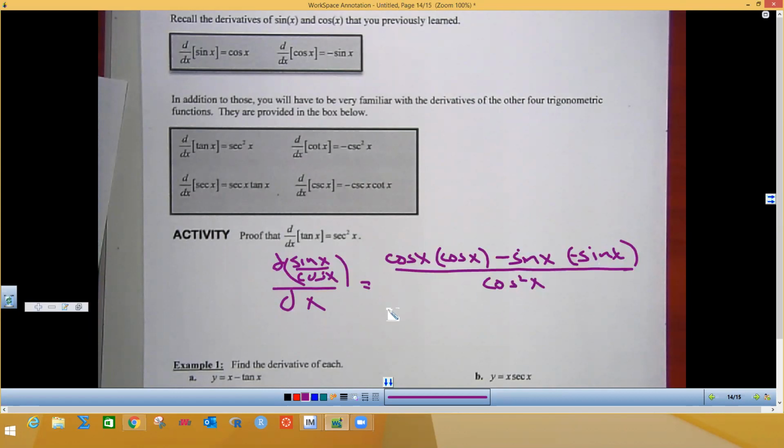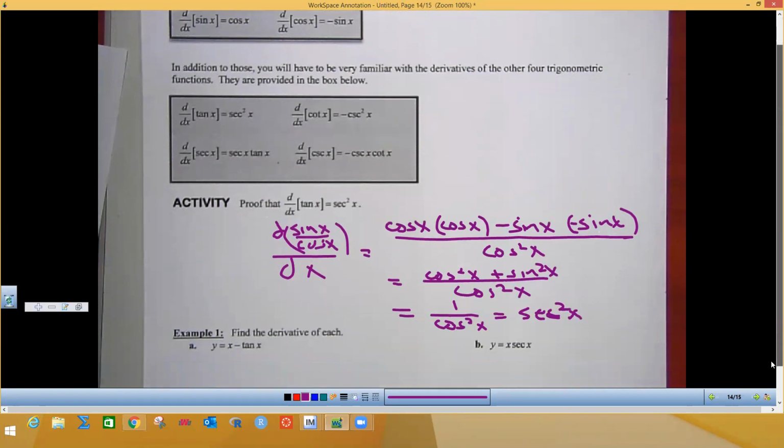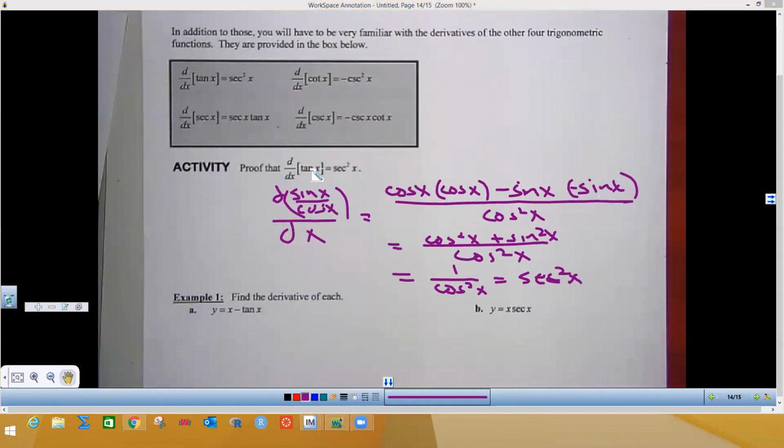So when we simplify that top part, we get cosine squared x plus sine squared x all over cosine squared x. And I hope we remember that top part is a Pythagorean identity, which is 1 over cosine squared x, which when you do the reciprocal equals secant squared x. So that's the proof of it. Not a big deal that you know that, but that's how you prove the derivative of tangent is secant squared.